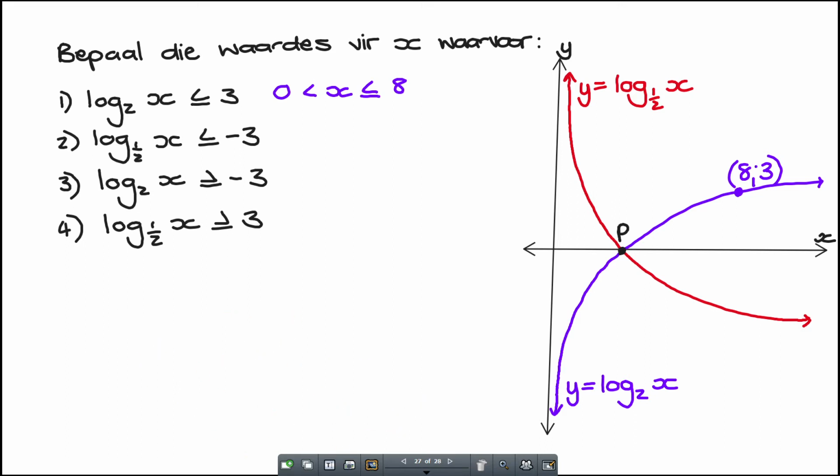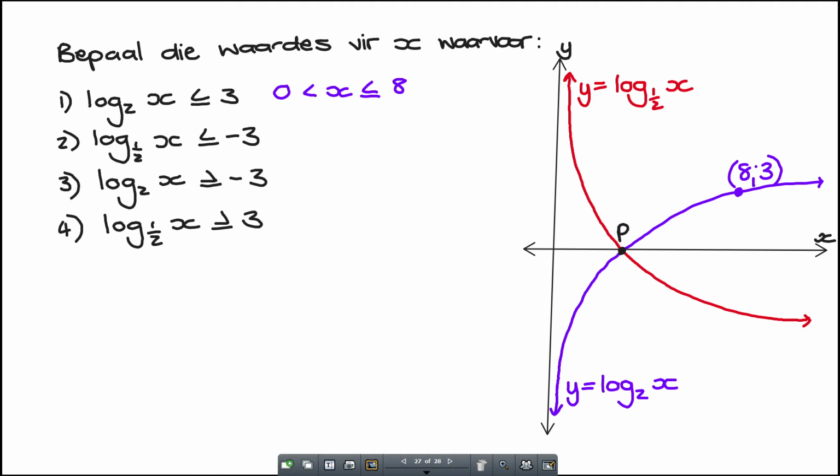Kom ons kyk gou na nommer 2. Log a half x less than or equal to minus 3. Okay, so obviously we are working with this graph, right? But I want to know where would that be less than and equal to minus 3. So nou moet ek dit gou weer gaan instel. Nee, jy sou ook, wie wil gou raai wat dit gaan wees?